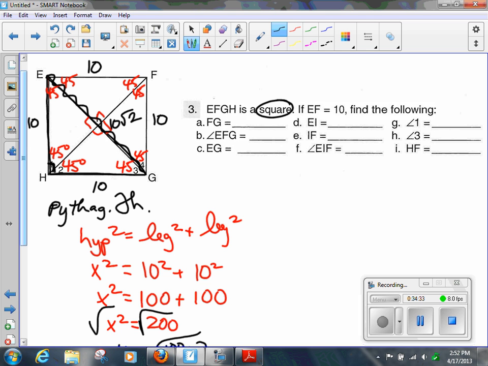FG, we've got to find it. What's the length of FG, Kevin? 10. Alexis, the measure of angle EFG. How much? I just didn't hear you. 90, yeah. EG. Michael, what's the length of EG? What did you get for EG? 10√2.